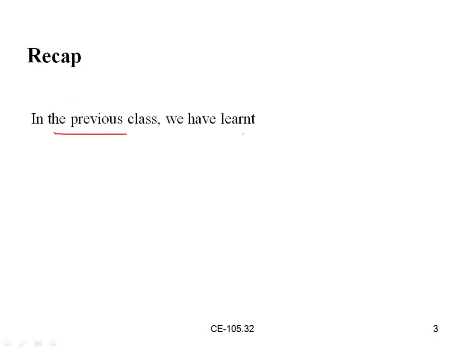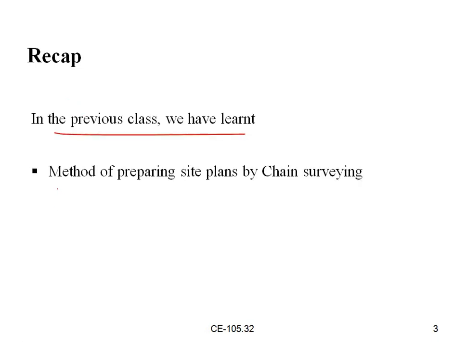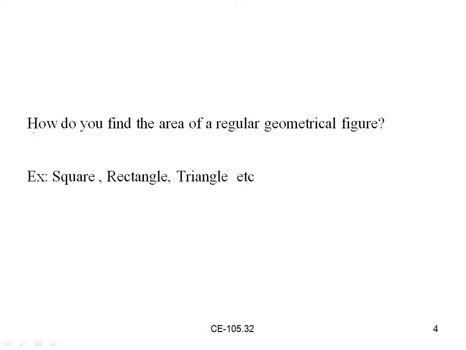So we saw in the previous class the method of preparing site plans by chain surveying. So here, how do you find the area of a regular geometrical figure? First of all, why are we using these methods? Up to now we have seen the chain triangulation methods by calculation of well-conditioned triangles, and we have seen the errors in chain surveying, calculation of errors in correct length and true length of lines. Now we are going to see finding the area by different types of methods.